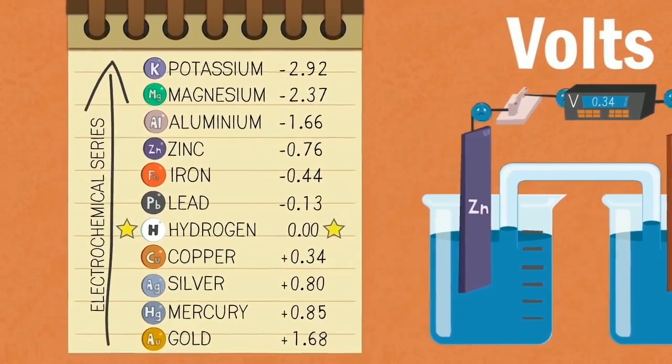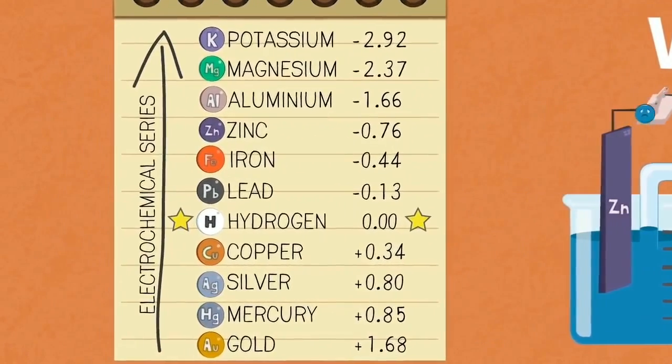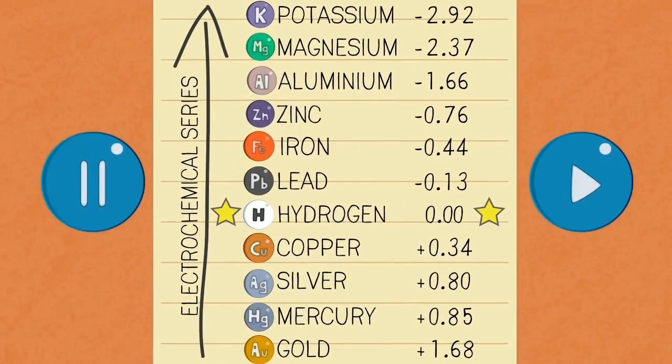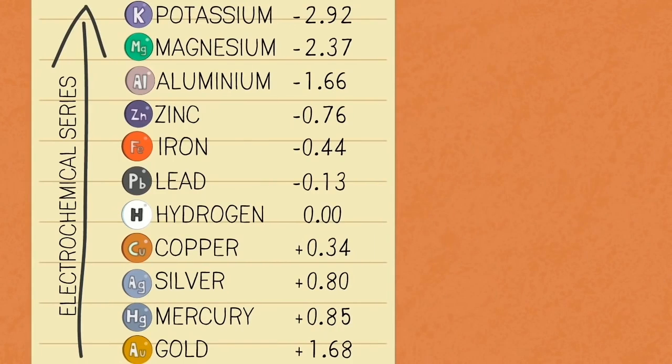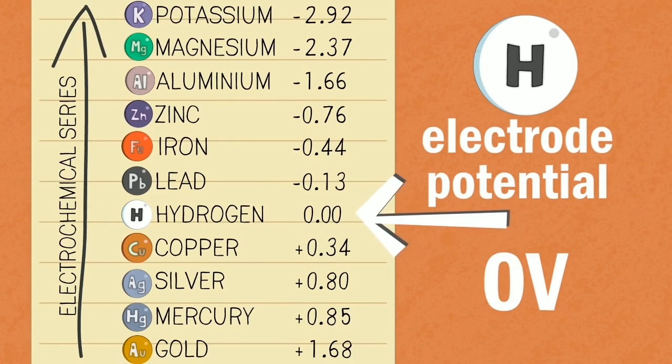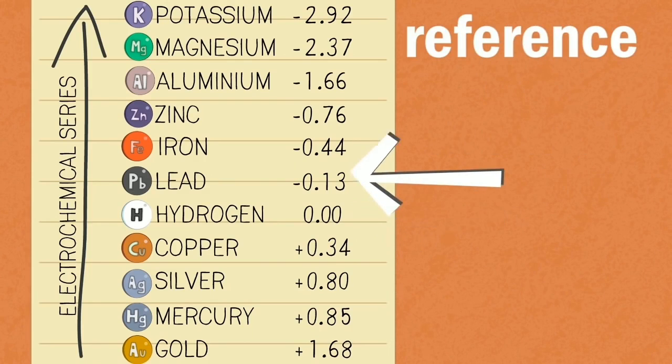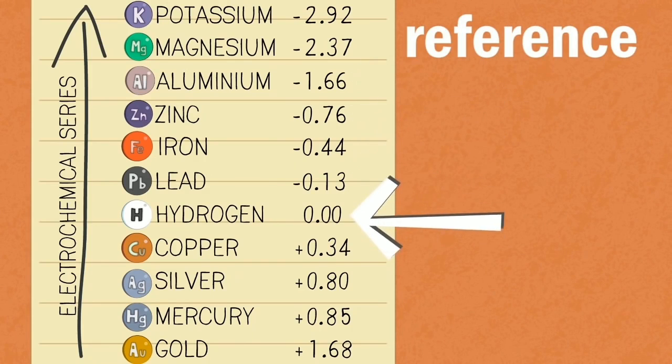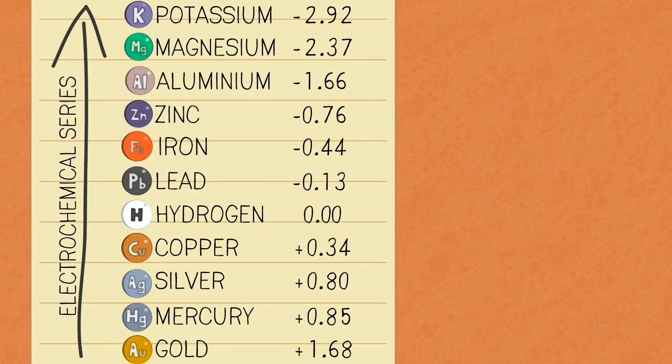What do you notice about hydrogen voltage, and what is the significance of this? Hydrogen has an electrode potential of 0 volts. The significance of this is that it acts as a reference. All other electrode potentials are measured against this value.